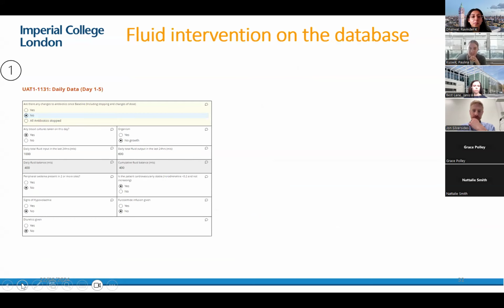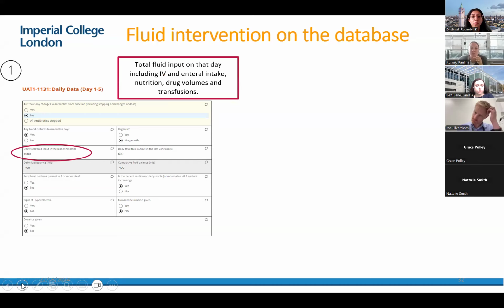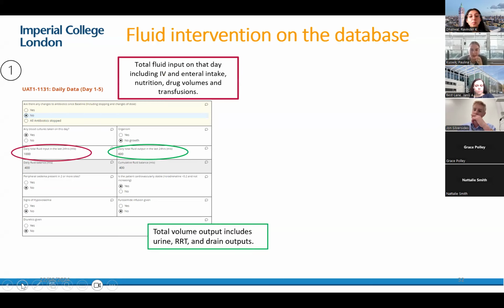So your daily data forms, we're asking you to enter the fluid given over, because the protocol states for 5 days, you will be entering this data for 5 days. The daily data forms are essentially the same every single day for 5 days. As you can see here, you have the total fluid input in the last 24 hours, which once again is including all IV, drug volumes, transfusions, etc. And then you have the total fluid output, which includes the urine, RRT and drain outputs.